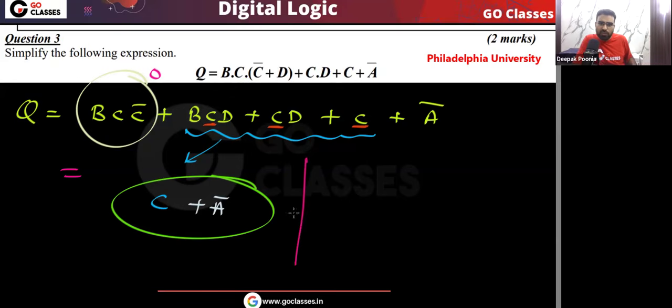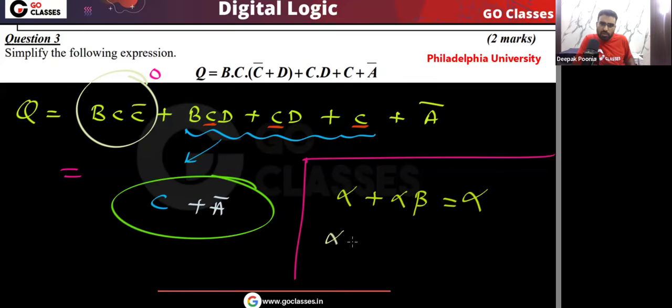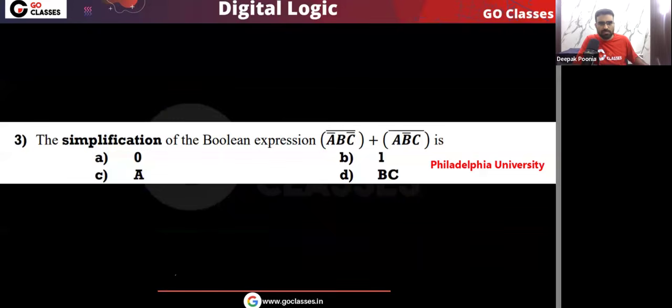Absorption property is very helpful, right? Almost in every question, we are using the absorption property. That is alpha or alpha beta is equal to alpha. So remember, you can have something like alpha or alpha beta or alpha gamma, anything, that will be alpha. So absorption property is very useful.